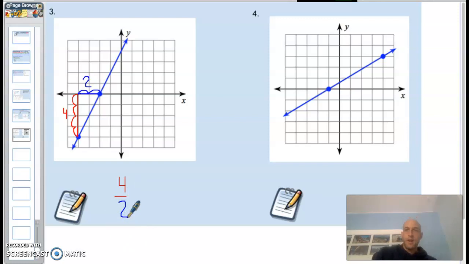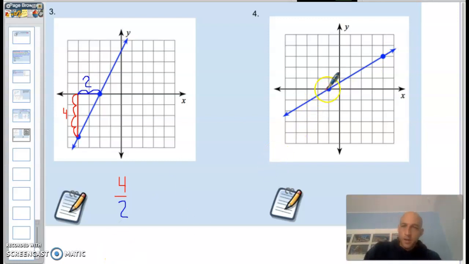Okay? All right, I want you to try this one by yourself again. So click pause, try to find the slope. So remember, it's the vertical over the horizontal. When you're done, click play, and we'll go through this together to see how you did.